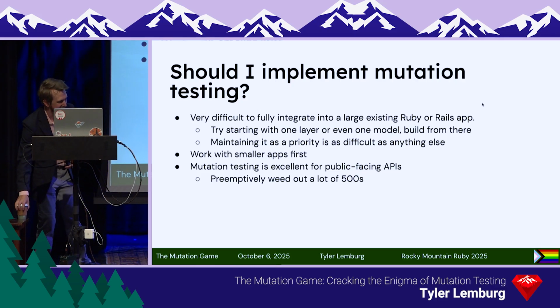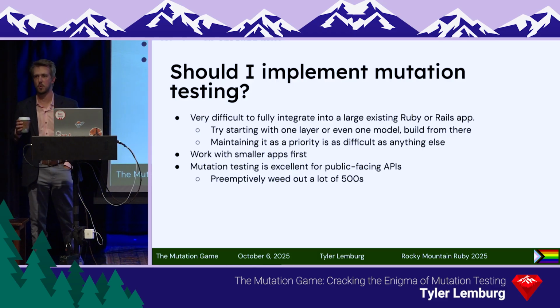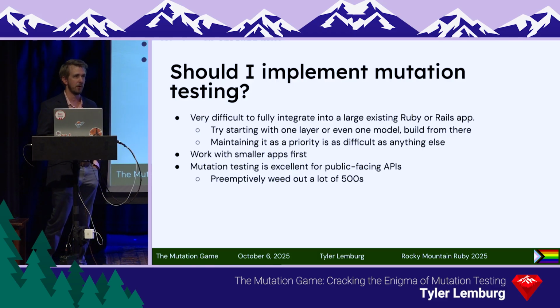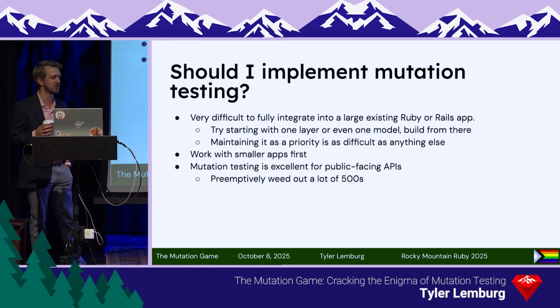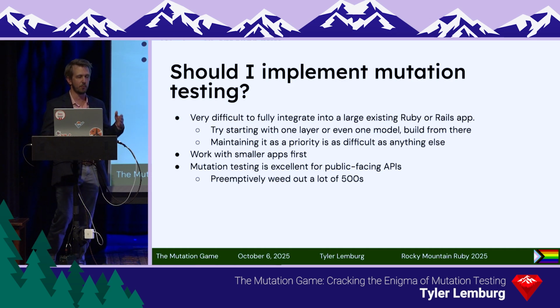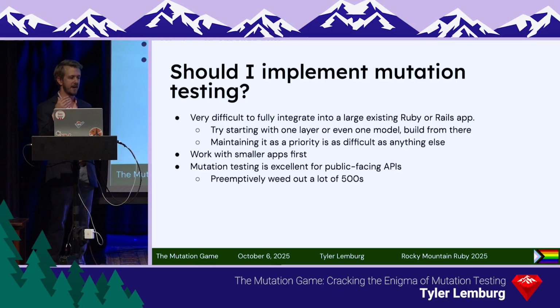Work computers, right? You could try starting with just one layer or even just one model and go from there. I think that's a really good approach, because just getting the system set up and getting to a state where you get that first mutation test run passing is difficult for big apps. And I think maintaining it as a priority in your code base and as part of your team is as difficult as maintaining anything else, right? You might have flaky front end tests. You might have other policies in your code base you're trying to maintain, and those things, in my experience anyway, can be tough to slip.